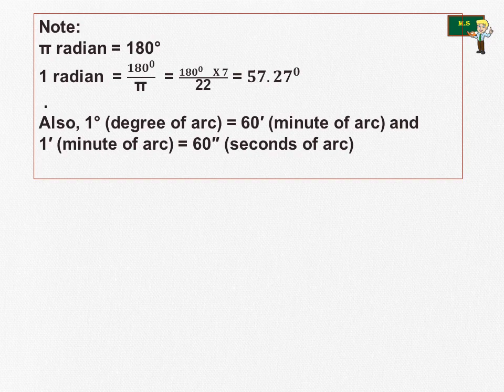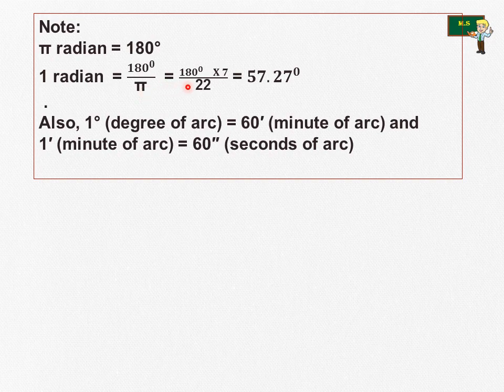Pi radian is equal to 180 degree. To measure one radian, that is 180 degree divided by pi. As you know, pi is equal to 22 by 7. In lower classes also, you know the value of pi.